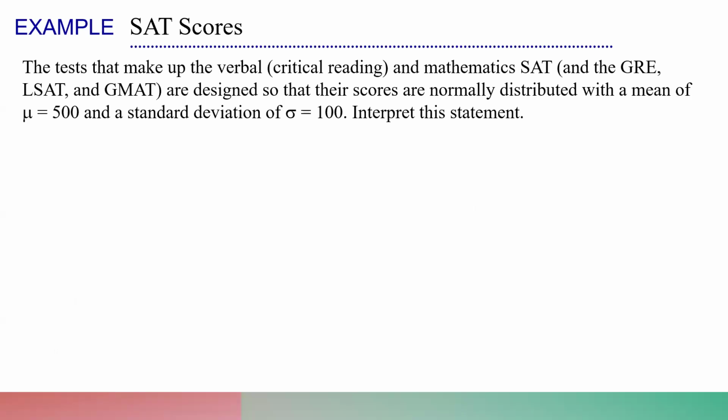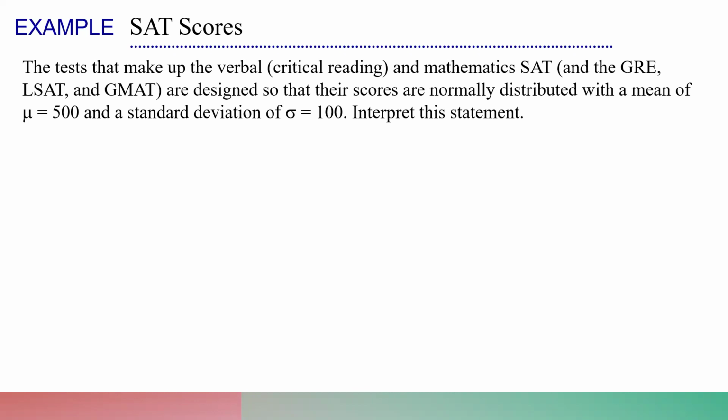So we're going to look at the SAT scores. Most of you took an SAT. The tests that make up the verbal, critical reading, and the mathematics part of the SAT. And this is true of the GRE, which is what you use to get into your master's or doctorate programs. Your LSATs and your GMATs are designed so that their scores are normally distributed with a mean of 500. We often use the Greek letter mu, which is what you see there, equal to 500, and a standard deviation of sigma, which is equal to 100.